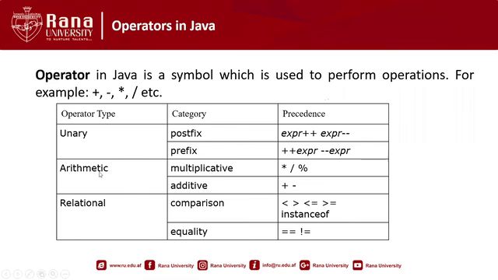And the second one is the arithmetic operator. The arithmetic operator is used for arithmetic operations. For example, you have multiplication, division, modulus, plus, minus. All of them are related to the arithmetic operator. And we also have the relational operator. The relational operator is divided into two types. The first one is comparison, the second one is equality.